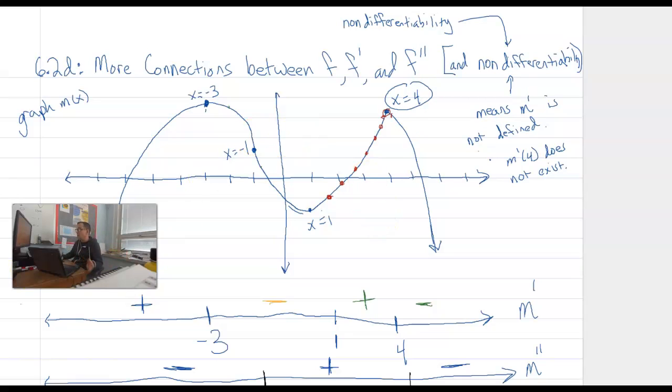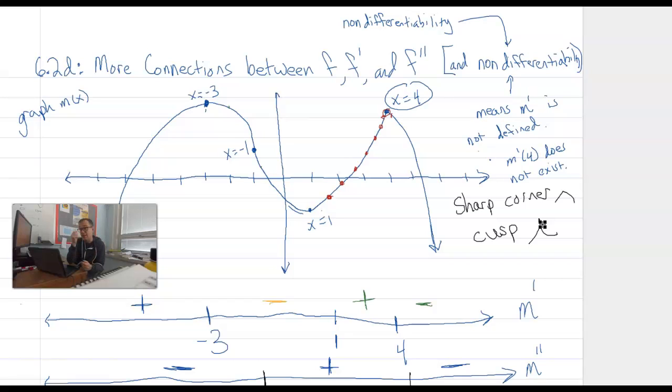So what I want you to understand about this right now is graphically, if you see a sharp corner, if you see a cusp, which is like this, or a corner, which is like this, that's a point of non-differentiability. And it just means the derivative is not defined there. Nothing major. Non-differentiability means derivative is not defined at that point, means you have a sharp corner or a cusp.